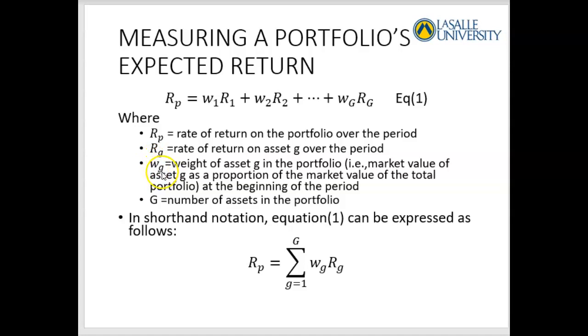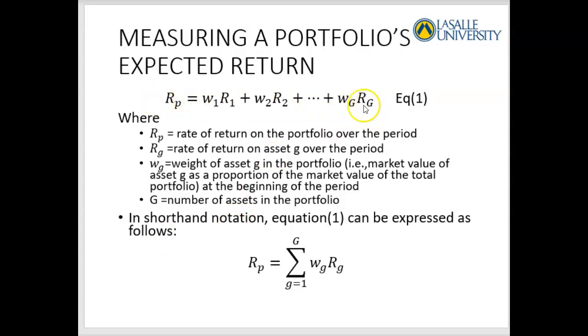This is specific to each asset in our portfolio. So asset 1 will have a weight of W1, asset 2 will have a weight of W2, and so on till finally we reach asset capital G, which is the weight for that asset would be W capital G. The individual returns for each asset are given by RG. And so asset 1 has a return of R1, asset 2 has a return of R2, and finally asset capital G has returns of R capital G.